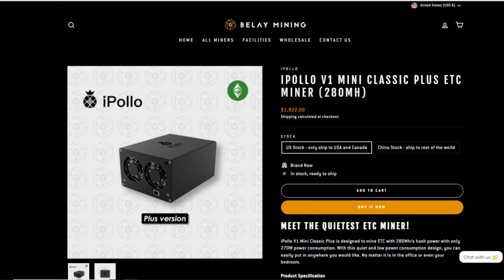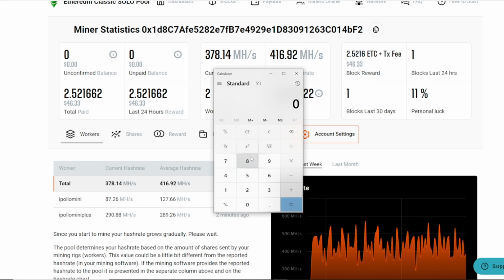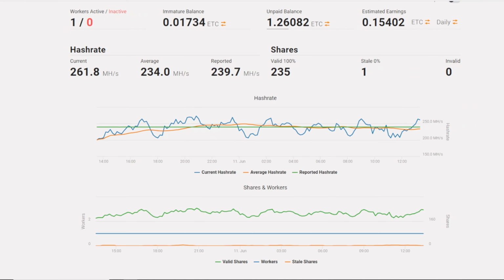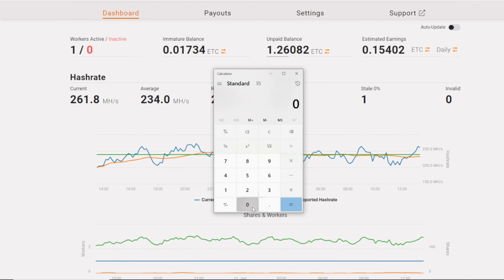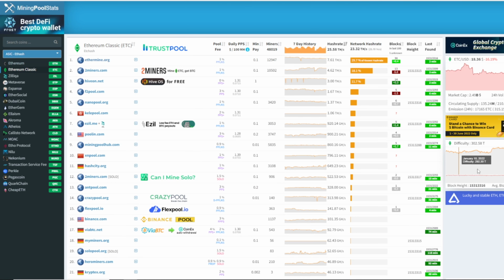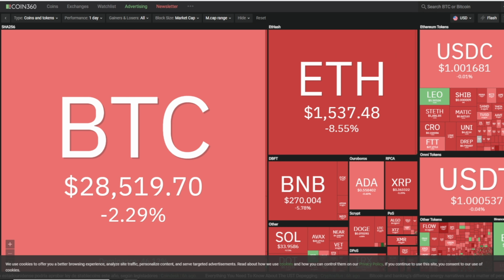So whether or not it makes sense to buy these at these prices. Let's say the 130 mega hash one is $894 USD. Let me bring up the calculator here. Just an example: normally before, minus my RX 480 rig, 240 mega hash. Let's just say I were to mine on the iPollo Minis by themselves as of right now, at the current network hash rate and network difficulty of Ethereum Classic, which hasn't been going down, by the way, I guess because of the market, of course, everyone's been afraid of mining.